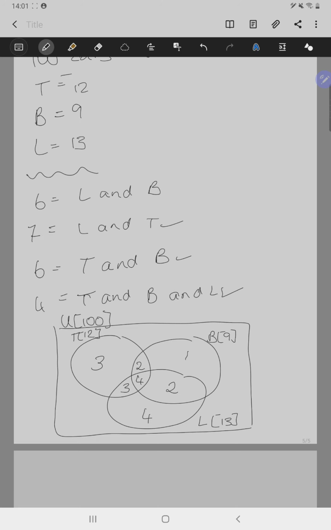So we have 3, 2, 4, 3, 1, 2, and 4. So that brings us to 19 people in total. So if 100 people were stopped, 19 of those people had some sort of defect. That means the remaining 81 people had no defects on their cars.